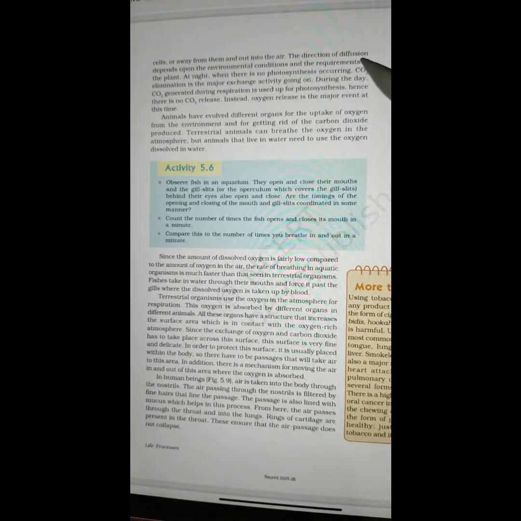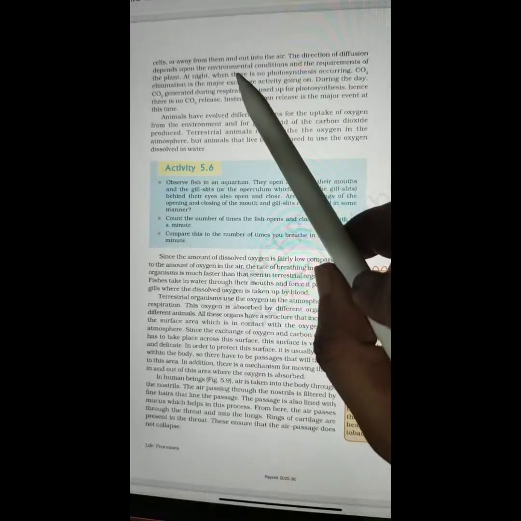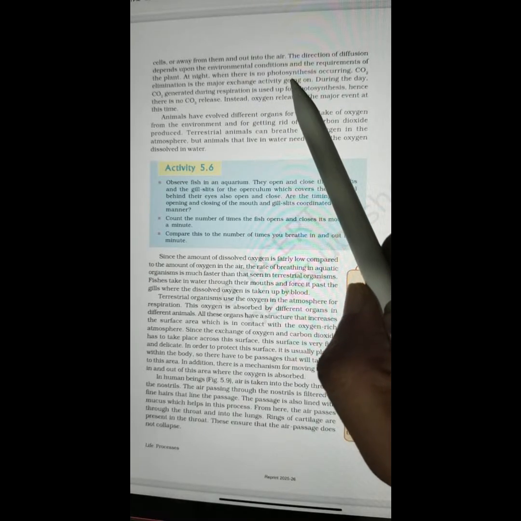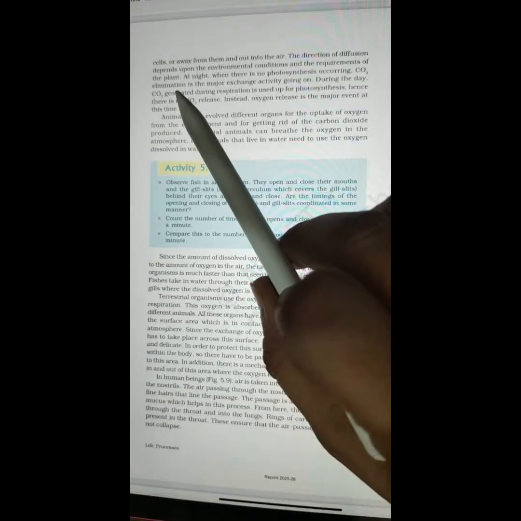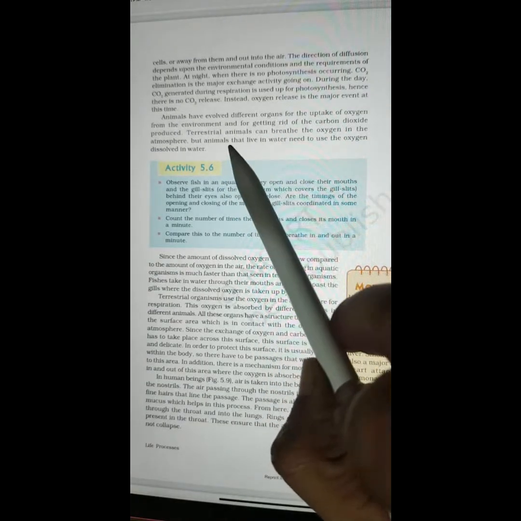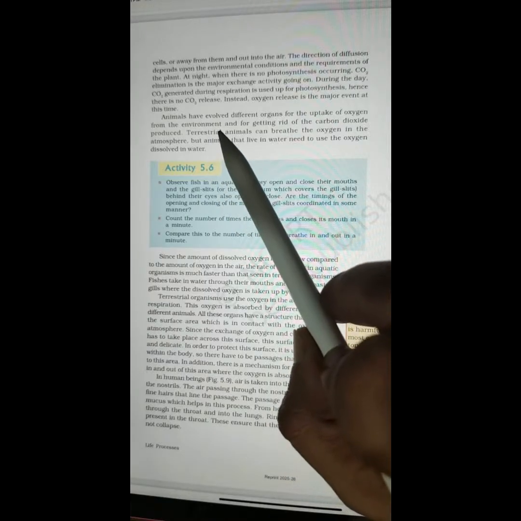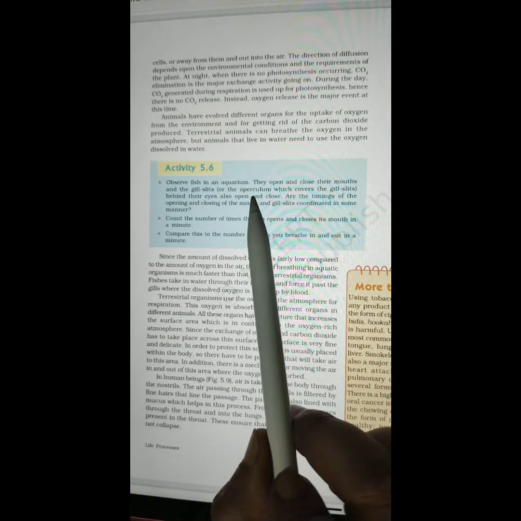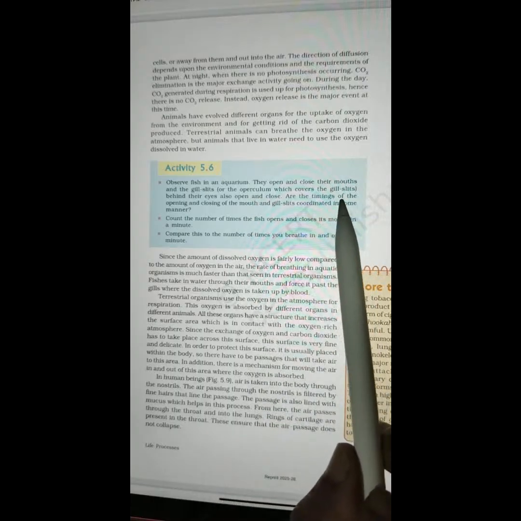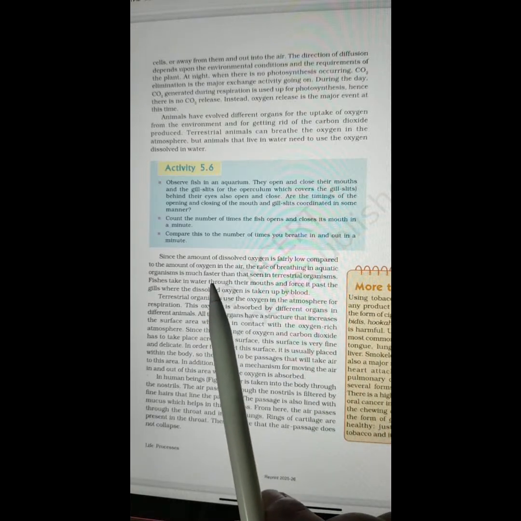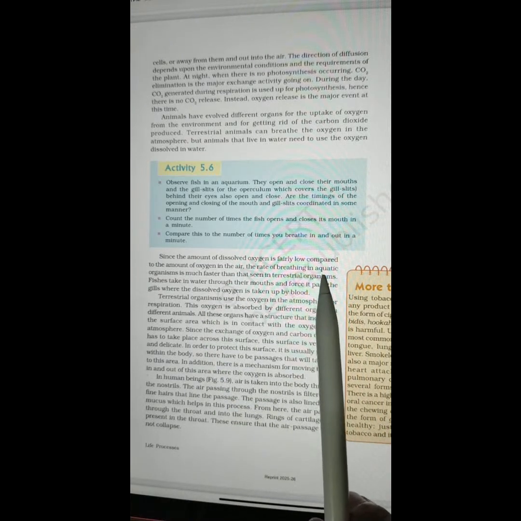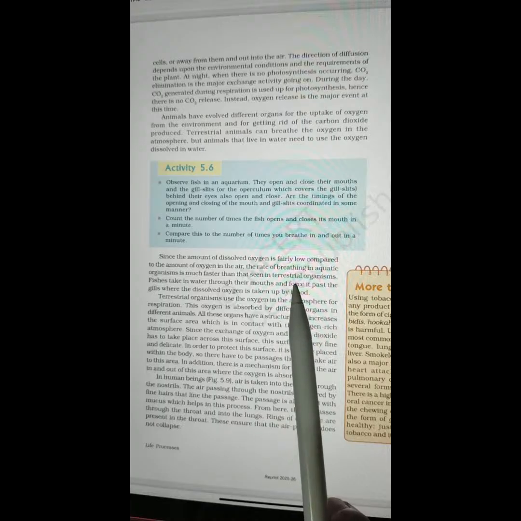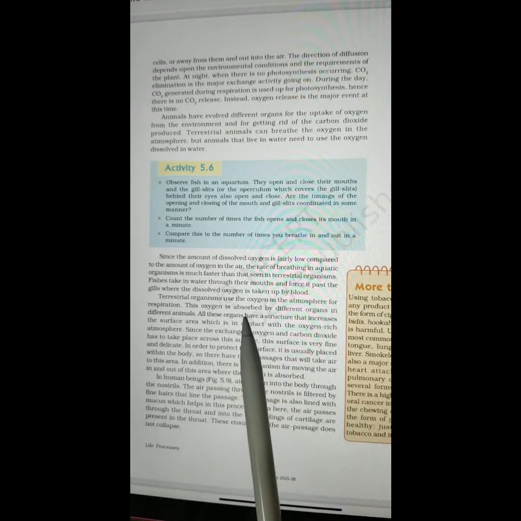Diffusion, environmental. Photosynthesis, elimination. Terrestrial. Operculum. Gill slits, aquatic, terrestrial, absorbed.